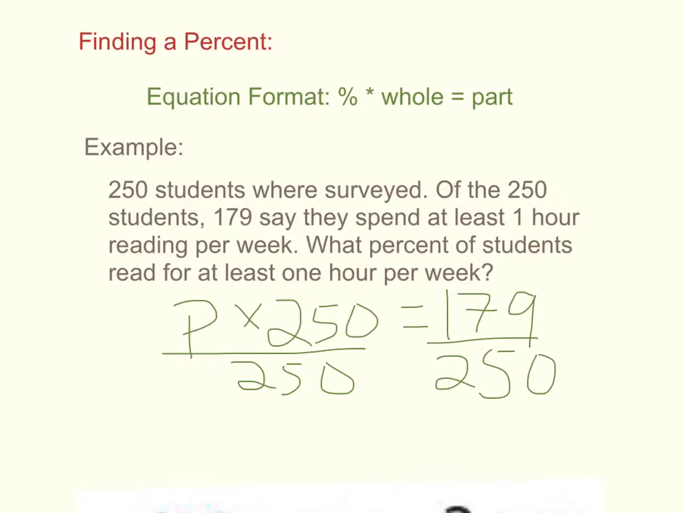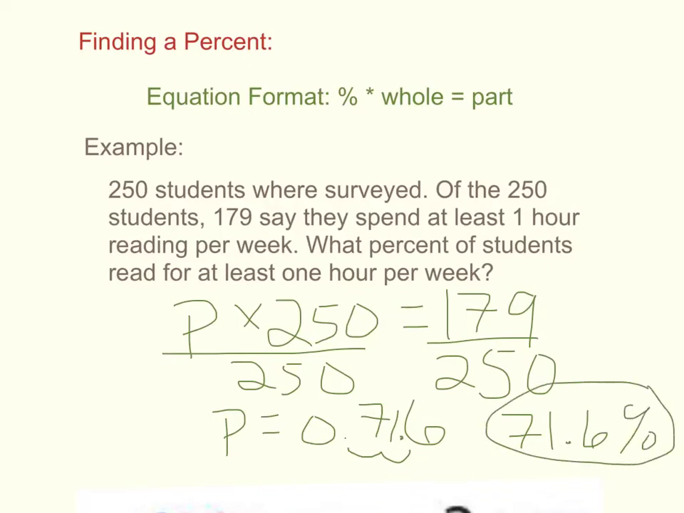When I divide 179 by 250, I get 0.716. So P equals 0.716. This is my percent as a decimal. To convert it to a percentage, I would have to multiply by 100 or move my decimal point 2 places to the right. When I do that, I get that it's 71 6/10%. Please take a moment to pause this video and record this example in your notes.